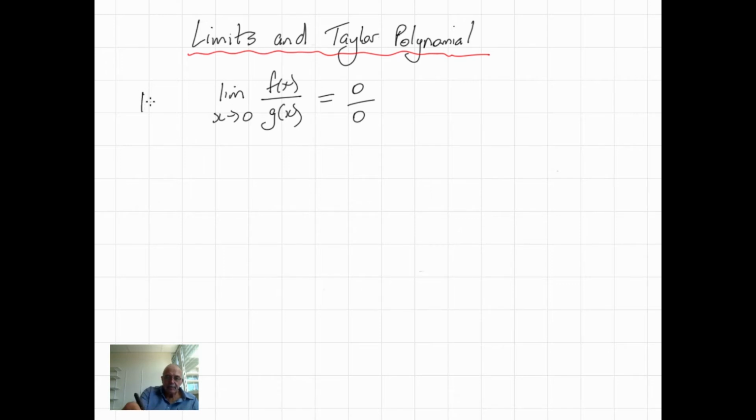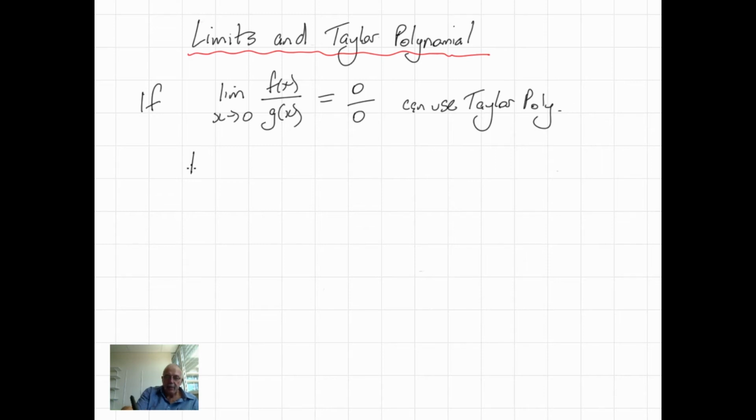So if we have these two functions and when we put x equals 0, we get 0 over 0, we can sometimes use Taylor's polynomial. Alright, so how does that work?